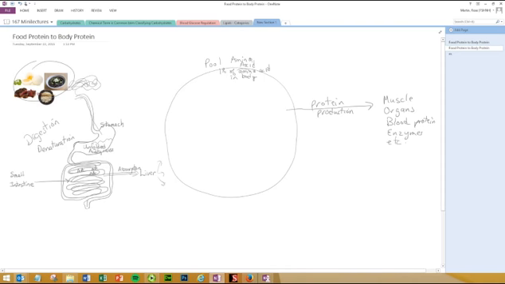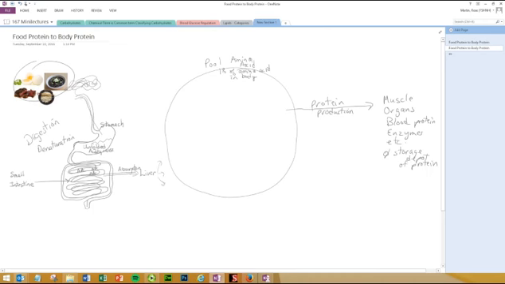I also want to make a note here that there is no storage depot of protein. We don't have a storage depot like the fat that we have, or the storage amount of glycogen that we have for carbohydrate. There is no storage depot of protein. So a protein is either functional or it is not formed. So we have protein production.